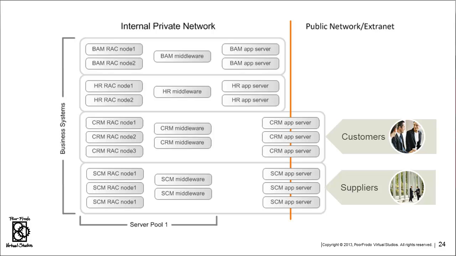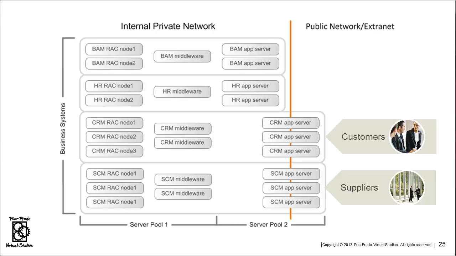Now the RAC nodes will have an additional interface because RAC requires a private network for cache fusion and the cluster heartbeat. And so the RAC nodes will have 3 interfaces, whereas the middleware will only have 2 interfaces. And same thing for all of those business systems under that server pool.